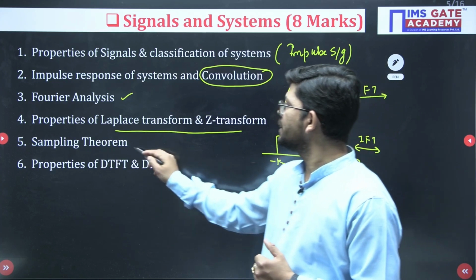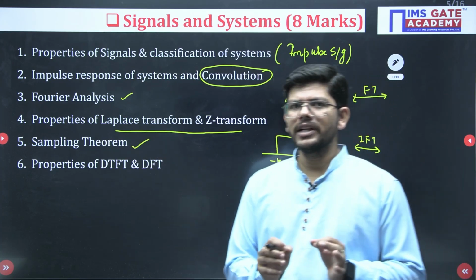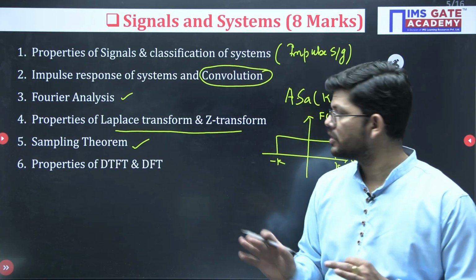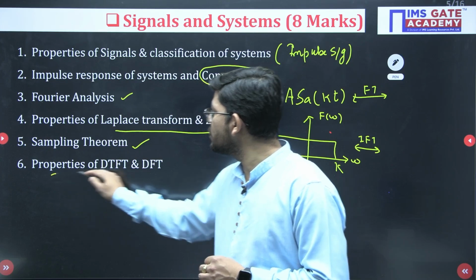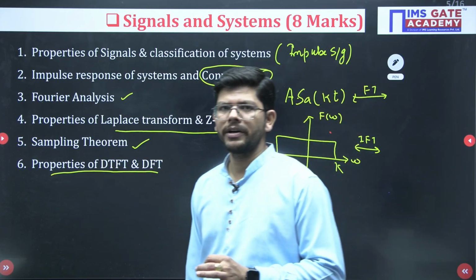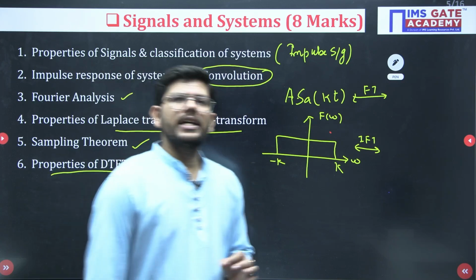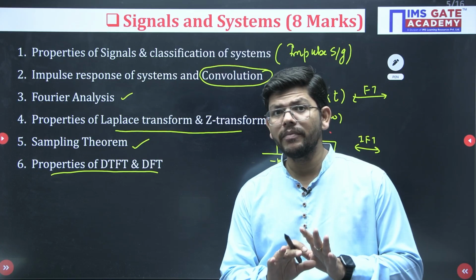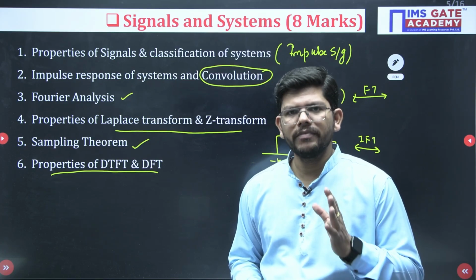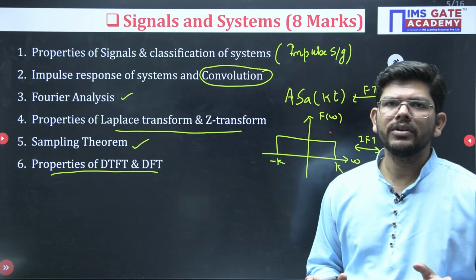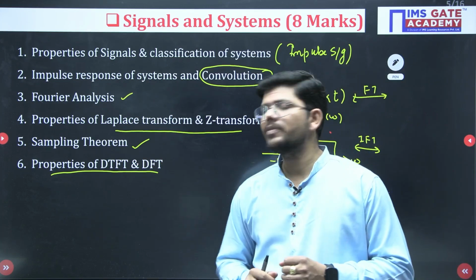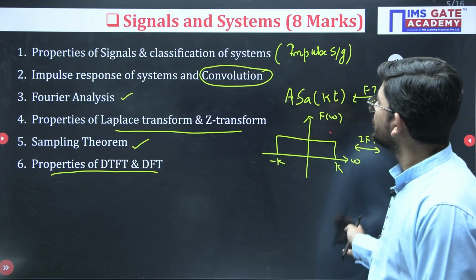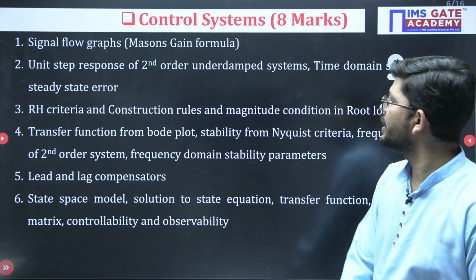Then comes the sampling theorem. Okay, so sampling theorem is one such topic which is constantly giving the GATE question. So this is also important. Now properties of DTFT and DFT is a newly added topic. Okay, so be ready that there will be a question from this topic as well. DTFT and DFT seem to be difficult, but when you go through it, it is a very easy topic. Okay, so just prepare the properties of DTFT and DFT, and this is how you can prepare this topic as well. Okay, signal and system, weightage is 8 marks, very important subject.